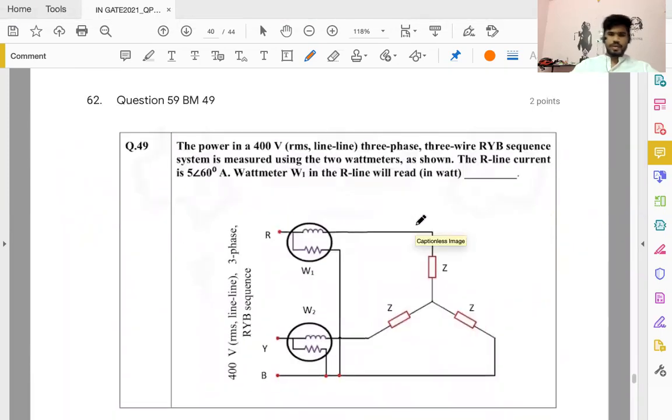713. Okay. No, 3-phase systems are not there in our syllabus. Okay. Skip this one.